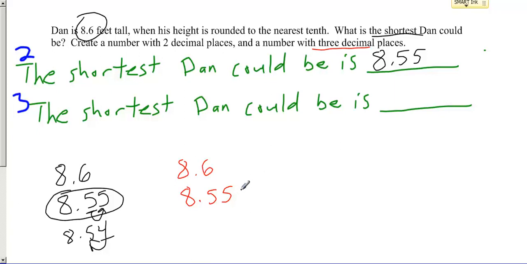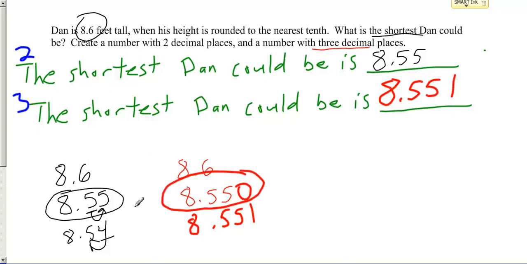If it's a 3-digit number, the smallest number I can make is 8.550, or if they don't let me put a 0 in there, because a lot of times they'll tell you no trailing zeros, 8.551. That is the shortest he could be. 8 551/1000ths. Now the reason why I don't do the 0 is because this number is really the same as this number.